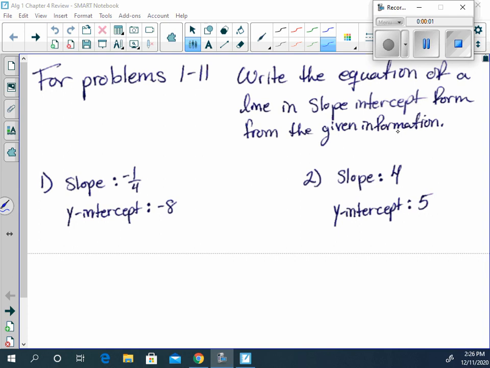Okay, so looking at this here, are there any questions on problems 1 through 4 you want to look at first? Write the given equation in slope-intercept form.